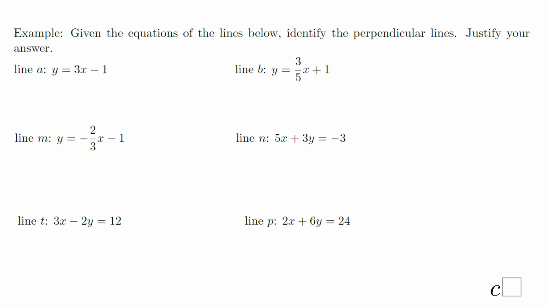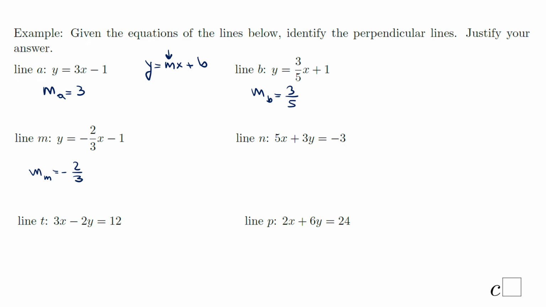My next example will be this one, where we have equations and we need to identify perpendicular lines. So very fast we can get the slope for line A. The slope is 3. Remember, here we use y equals mx plus b, where m is the slope. For line B, the slope is 3 over 5. And for line M, the slope is -2/3.